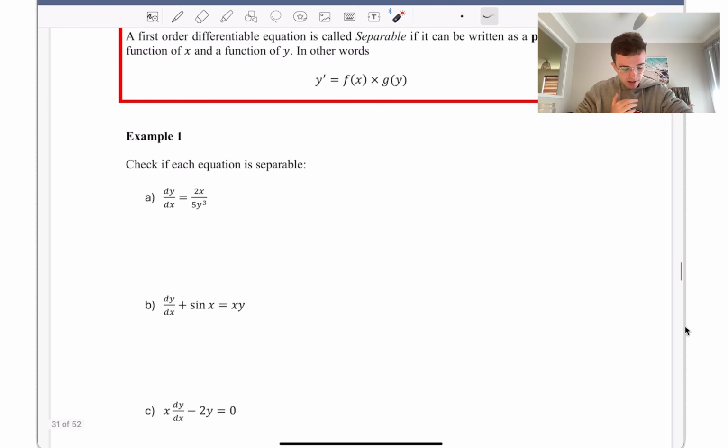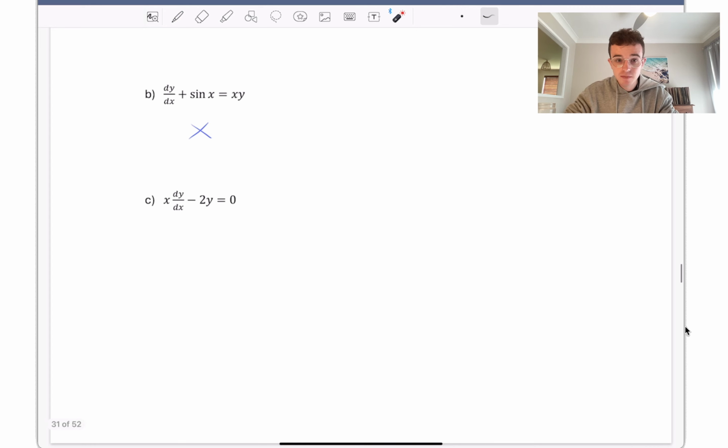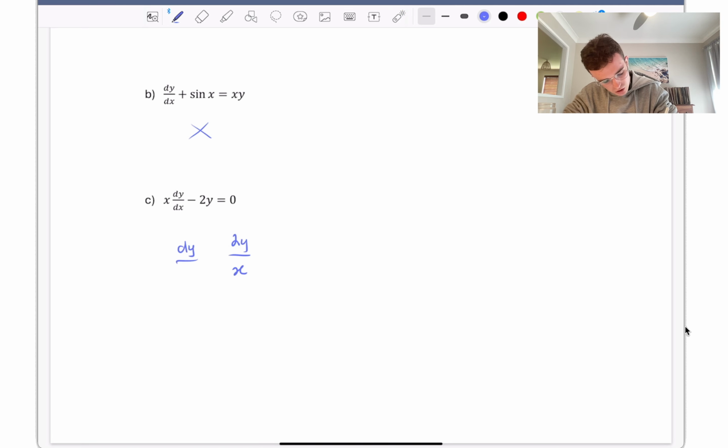So let's check whether these equations are separable. So this here we can see is a function of x times a function of y. They're divided, but really we're just timesing by 1 over 5x cubed. So yes, this is separable. This equation, no, it is not separable because there's a plus here. No matter what we do, it's never going to be a function of x times a function of y. Part C, yes, this is separable because if I add 2y to the other side and divide by x, then I'm getting dy dx is 2y on x. So yes, this is separable.